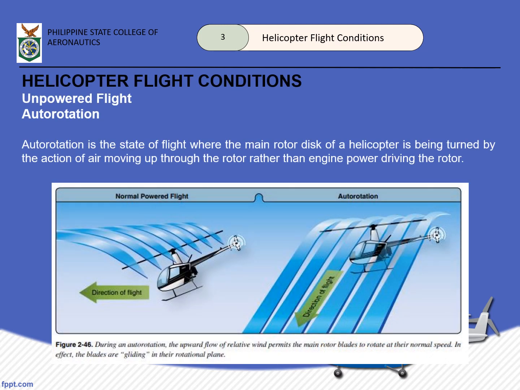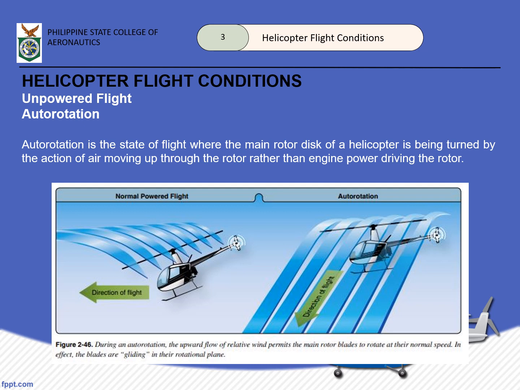Now that we are done with our powered flight, we have the unpowered flight. Dito na papasok ang ating auto-rotation. So, auto-rotation is the state of flight where the main rotor disc of a helicopter is being turned by the action of air moving up through the rotor rather than the engine power driving the rotor.